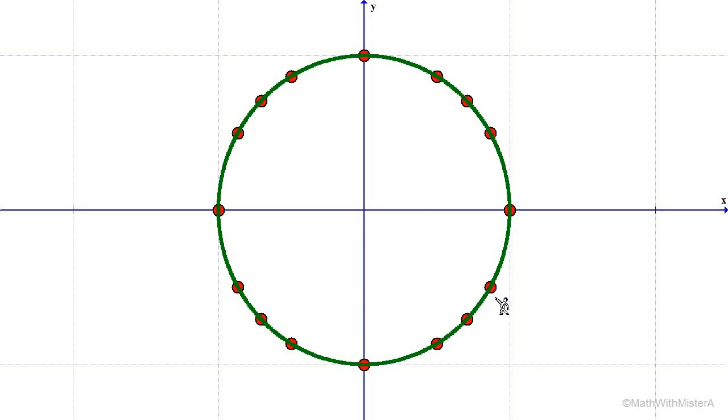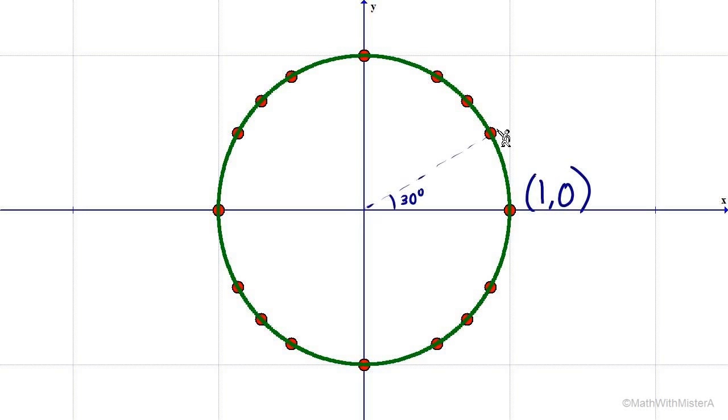Now the equation for this unit circle is x squared plus y squared equals 1. That comes from a standard equation of a circle where the center is at the origin at 0, 0, and the radius equals 1. Let's go through and identify the x and y coordinates of each of these points. First here, definitely we're at 1, 0.